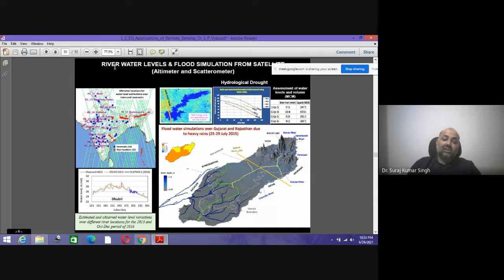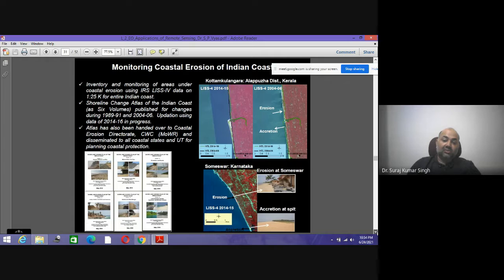Not only that, satellite data are also used for river level and flood simulation modeling. You can see how remote sensing satellites are being used to perform flood water simulation over various parts of the earth, and we can see what the flood level was on different dates, what the carrying capacity of the river was, and what we should expect. We have to see whether we are prepared enough for the current situation or not.